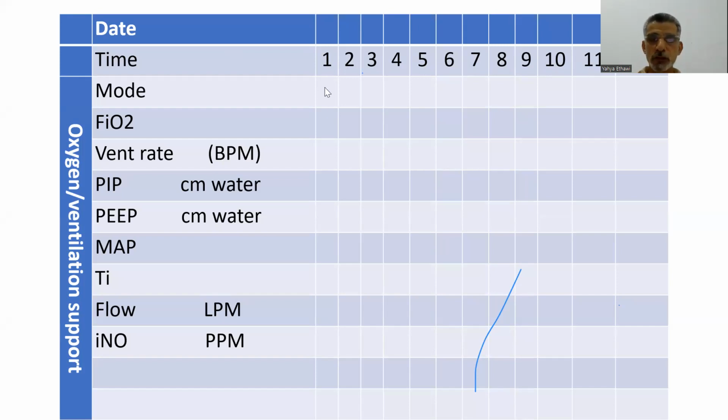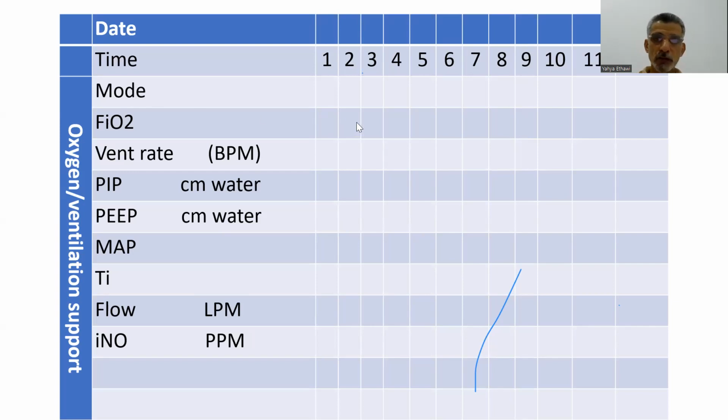Then here we have to mention the mode. Is it AC, assisted control? Is it PC? PSV, pressure support ventilation? Is it SIPPV, synchronized intermittent positive pressure ventilation? Is it, for example, SIMV? Is it CMV? Is it high frequency?